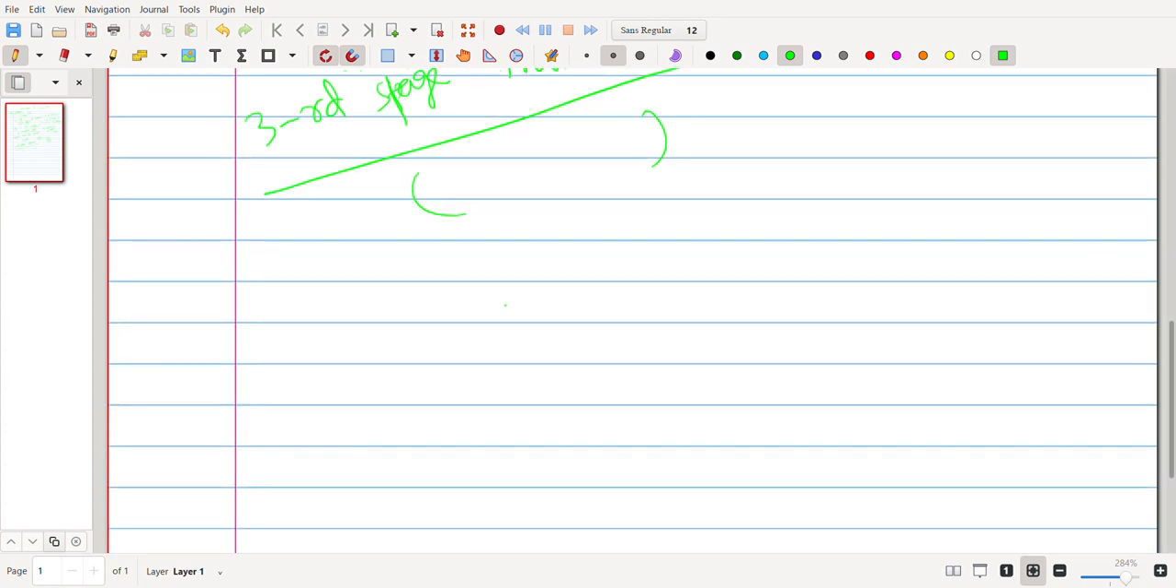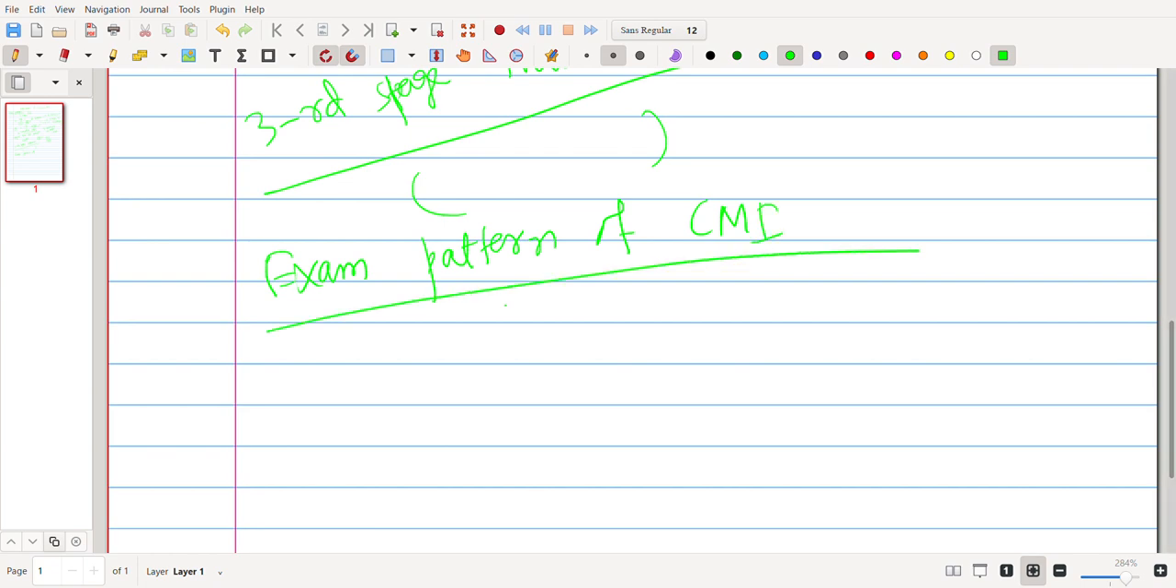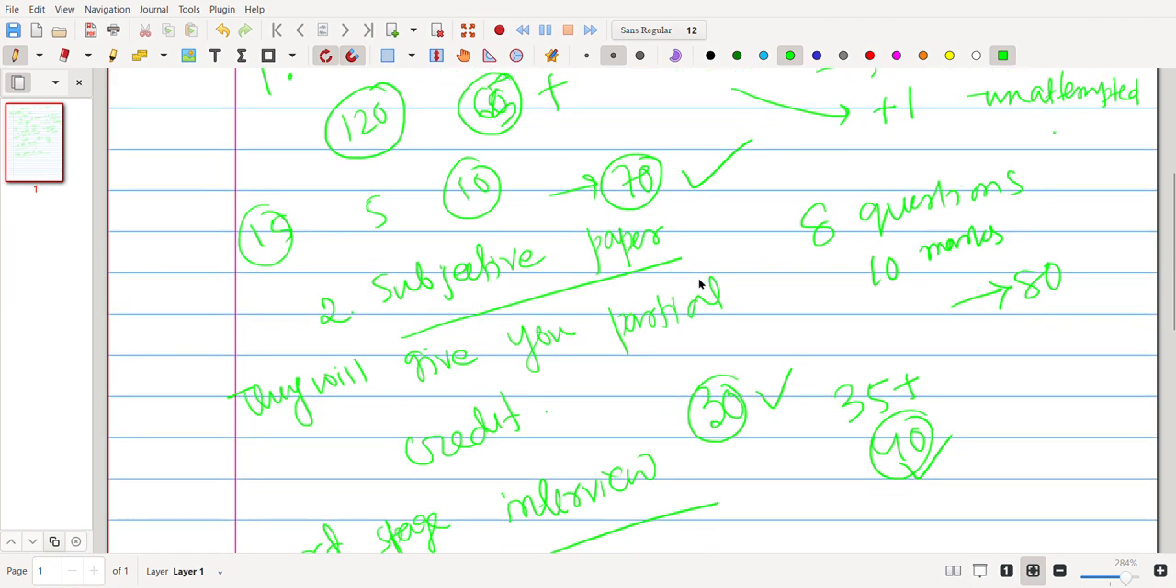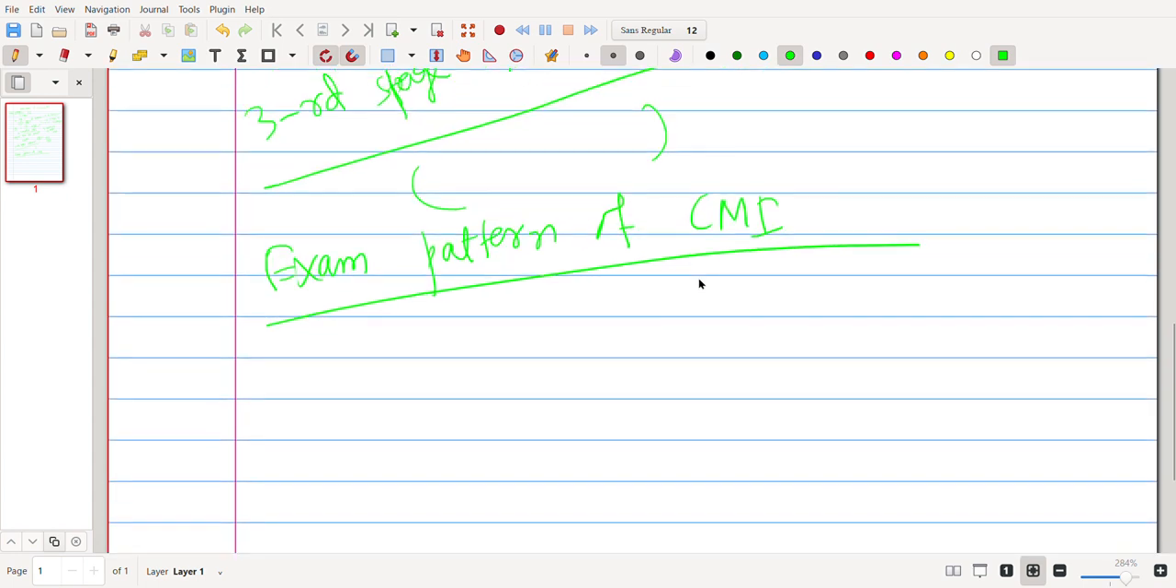Now come to the exam pattern of CMI. Also one thing, the MCQ section of ISI is not a CBT based exam. It's an OMR sheet based exam. They will provide you an OMR sheet, you have to mark it. This is a completely offline exam. You have to go to a center, probably some college or school nearby in your city. But for CMI it is a CBT exam.